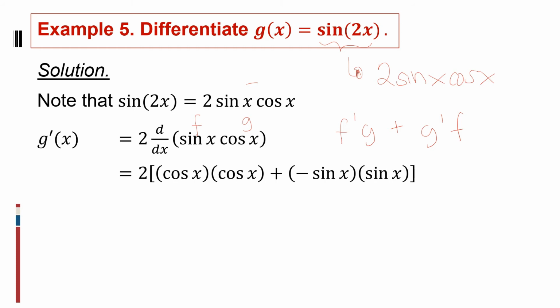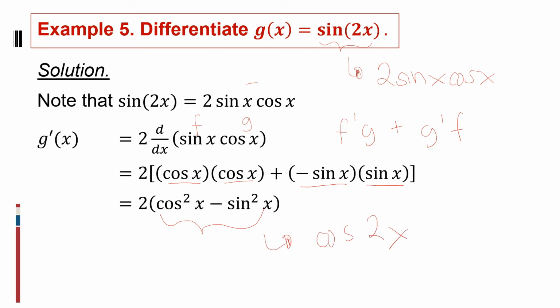So, 2 times, anong f prime natin? Cos x. Ano ang g natin? Cos x. Plus, ang g prime natin is negative sine x at ang f natin is sine x. So, we now have 2 times cosine squared x minus sine squared x. Pero ano ba yung equivalent nito? Cosine squared x minus sine squared x. Di ba yan yung ating cosine 2x? Therefore, the answer is 2 cosine 2x.